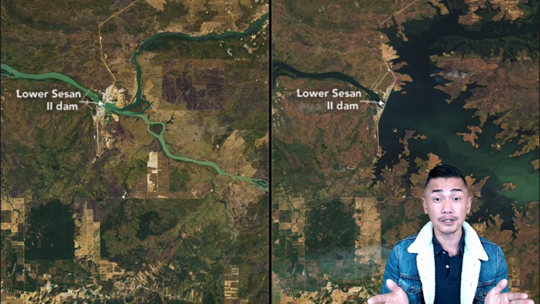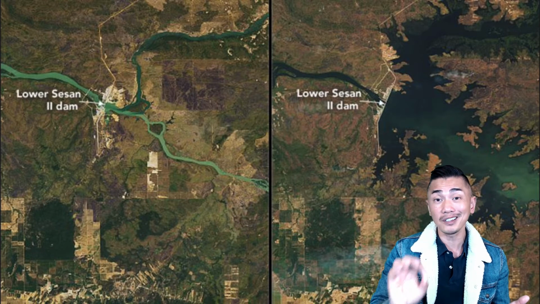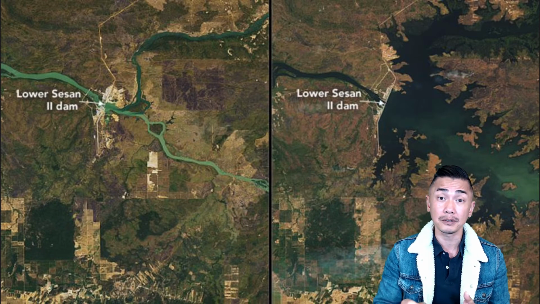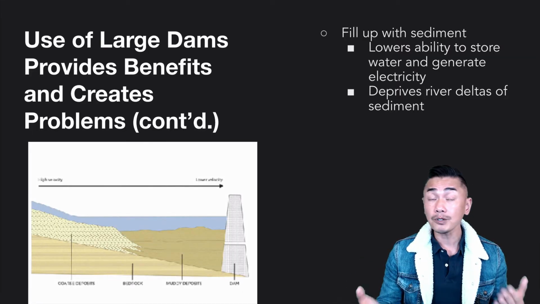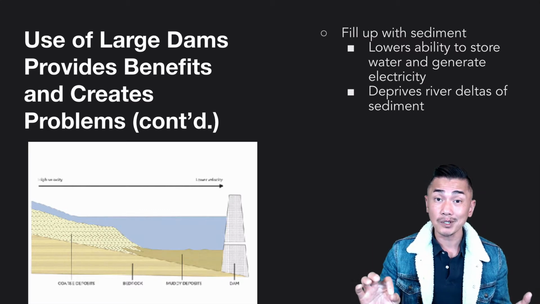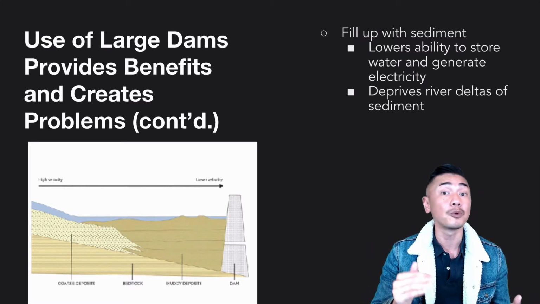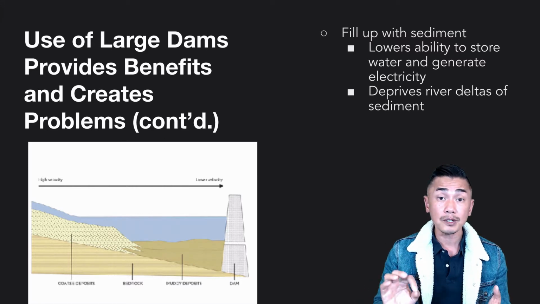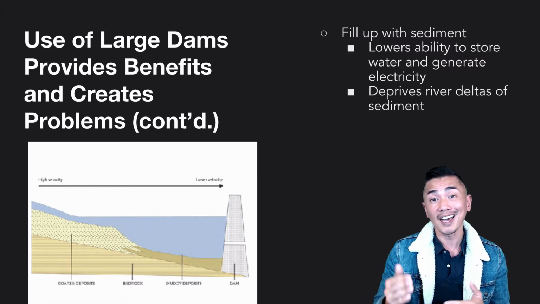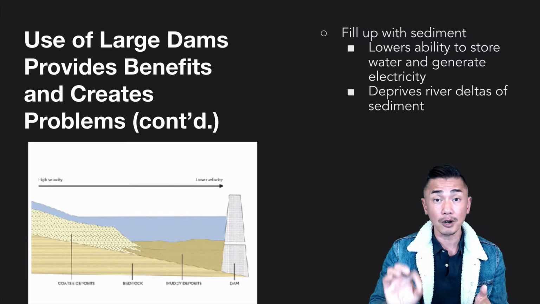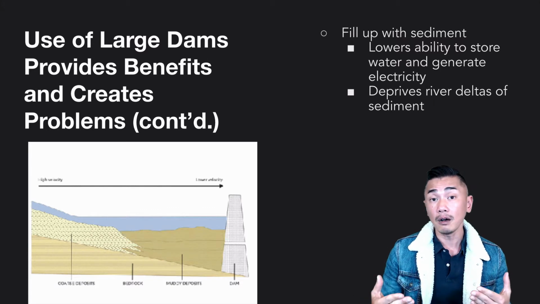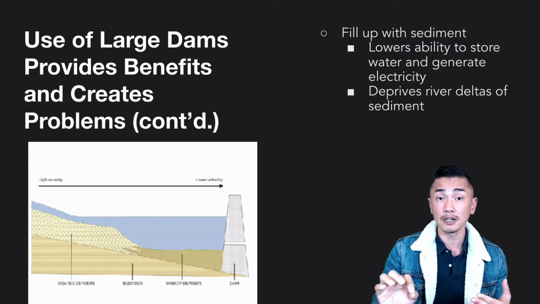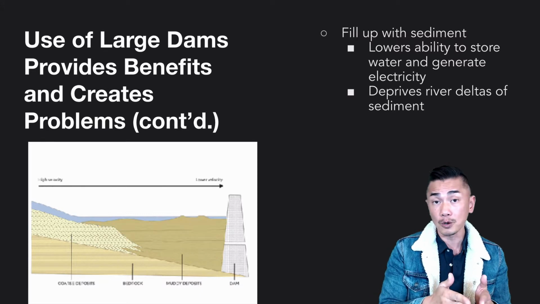These satellite images show how a dam in Cambodia flooded upstream regions and altered the landscape within 1 year of being built. Rivers do not just carry water, they also carry sediment, and dams can cause reservoirs to fill up with sediment over time. This is called dam sedimentation, and it can lower the ability of a dam and reservoir system to store water and generate electricity. It can also deprive river deltas of sediment, causing shorelines to erode and recede.